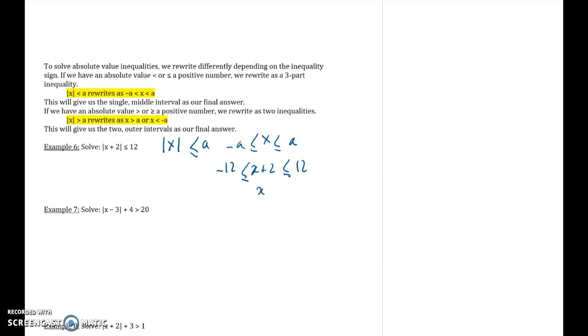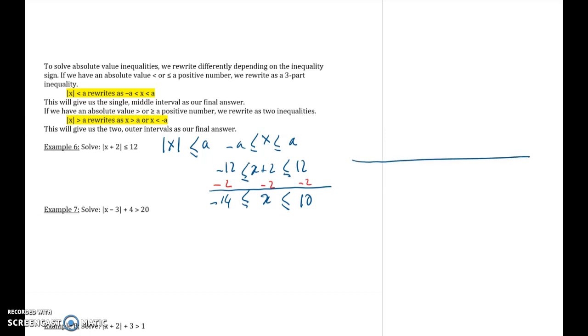Because I'm subtracting 2 on both sides, let me present that a better way. So I've subtracted 2 everywhere, and when I'm subtracting, I don't flip my symbol, so I'm going to keep exactly the same symbol. You will notice that the first thing I'm doing is rewriting my symbol. Then I'm getting x, and on this side I'm getting 10, while on the other side I'm getting -14.